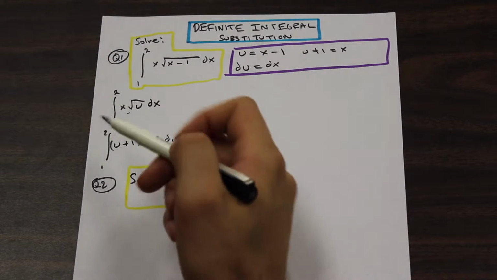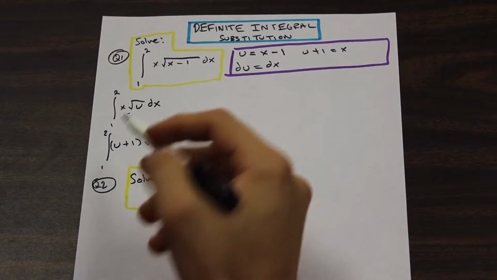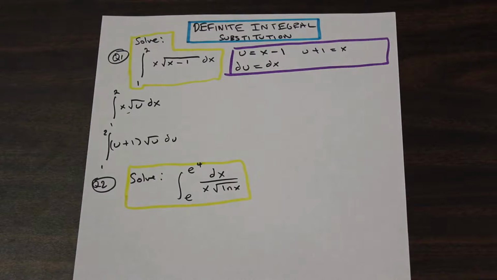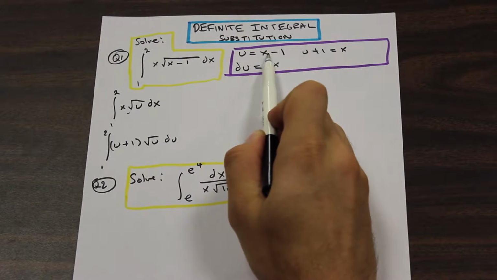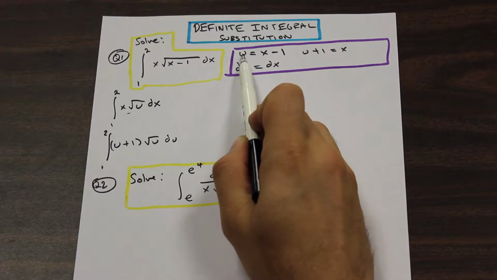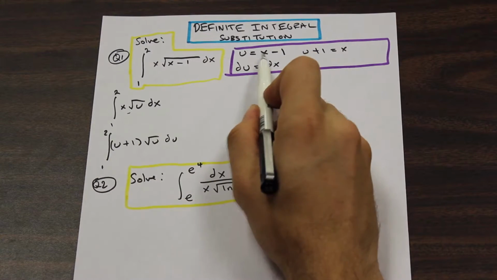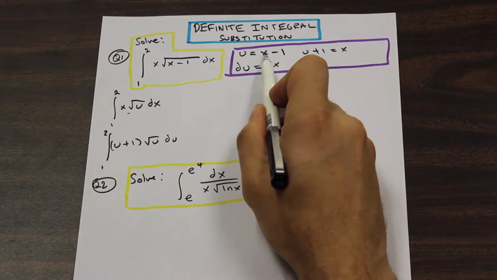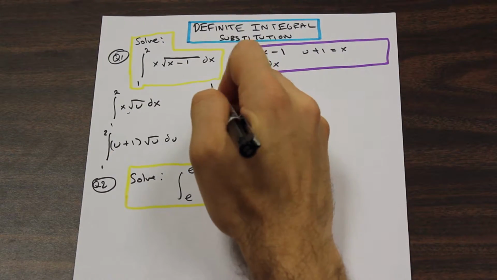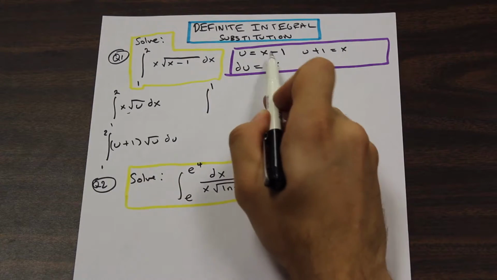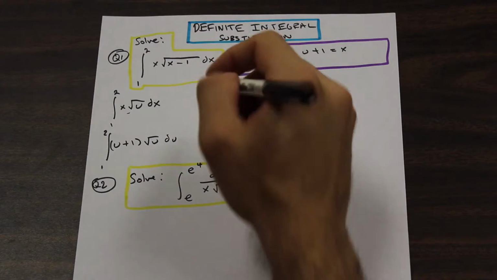However, these bounds are possibly incorrect, because we've changed what the expression is and what the function is. So now we're going to need to change the bounds accordingly. And how do you do that? It's actually pretty simple. You just take these bounds and plug them into this equation for u, and then replace them with whatever you get. So let's do that with 2 first. Plug 2 in for x, and 2 minus 1 is 1. So that's going to be our new upper bound. Perfect. Let's plug in this one, so 1 minus 1 is equal to 0, and that's our lower bound. It's as simple as that.